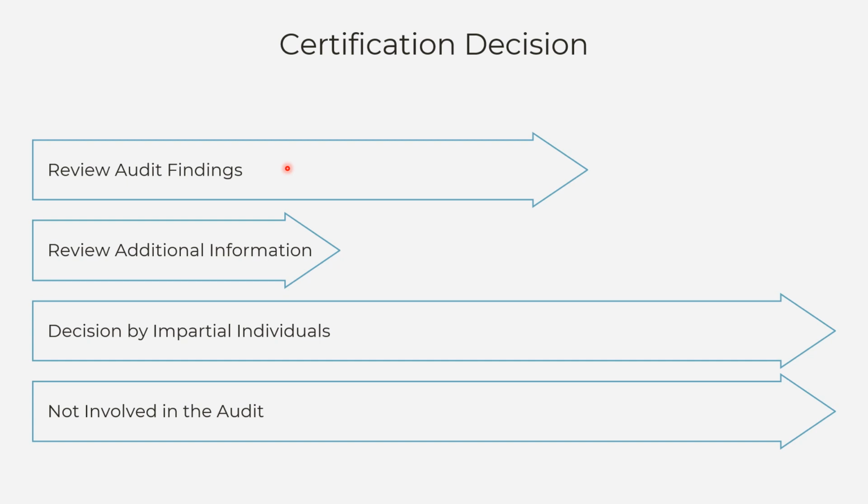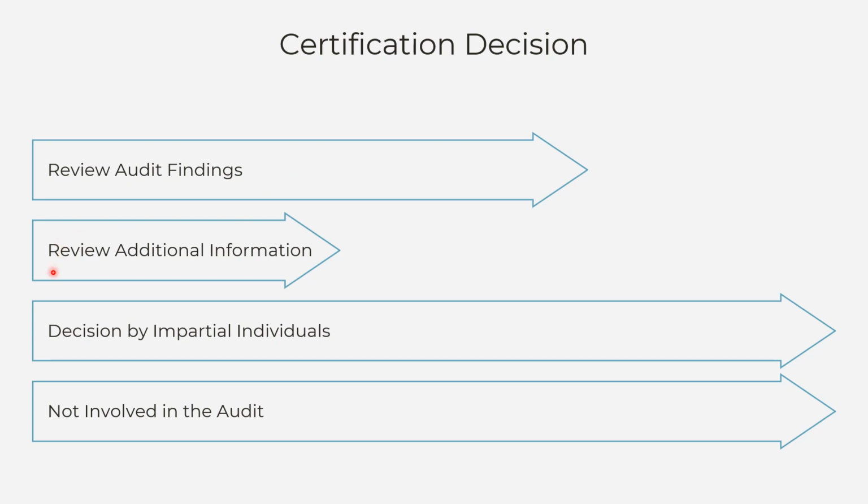Every finding, observation, and piece of evidence gathered during the audit is reviewed thoroughly. The objective is to ensure that the audit findings are accurate, complete, and fairly represent the organization's adherence to the standard. Then we proceed to review additional information.